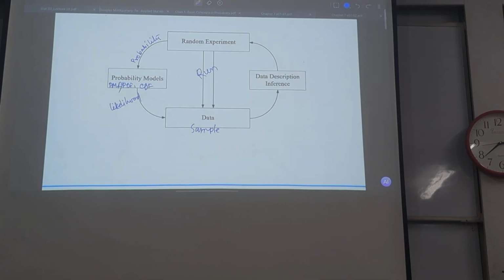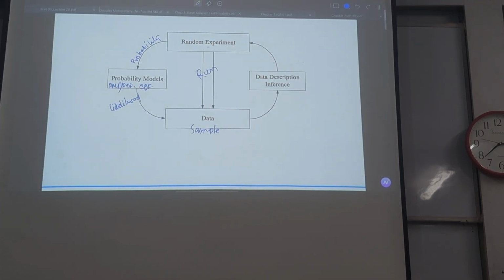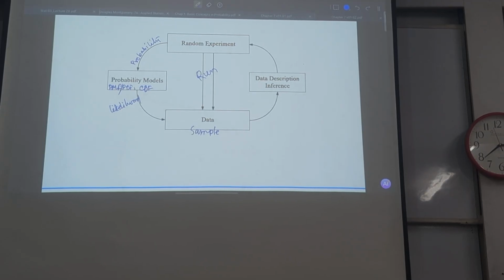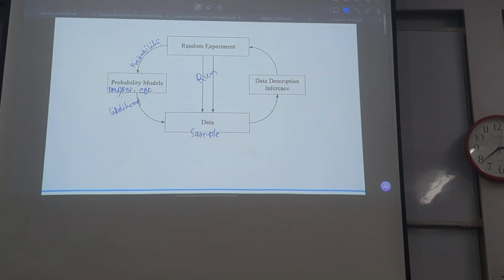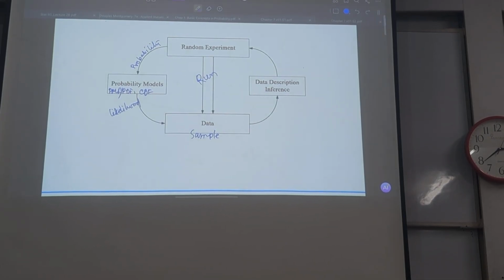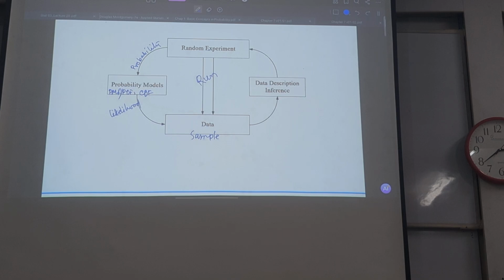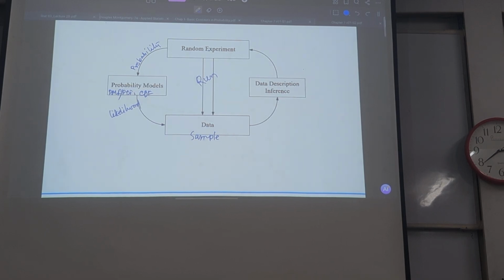of getting particular data when you run the experiment. When you roll a die, the probability model says what is the chance that you get 6, what is the chance that you get 4. So the probability model deals with the chances of the outcomes when you run a random experiment. This probability model provides the chances or likelihood.